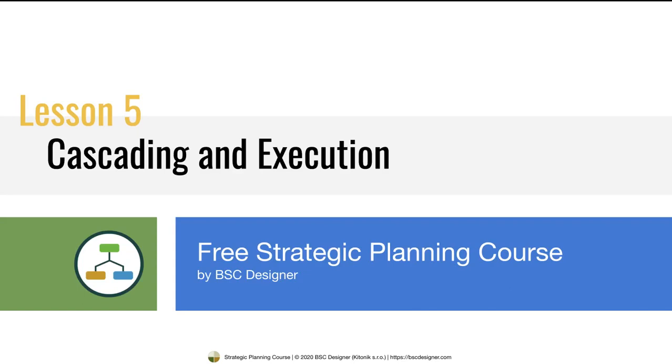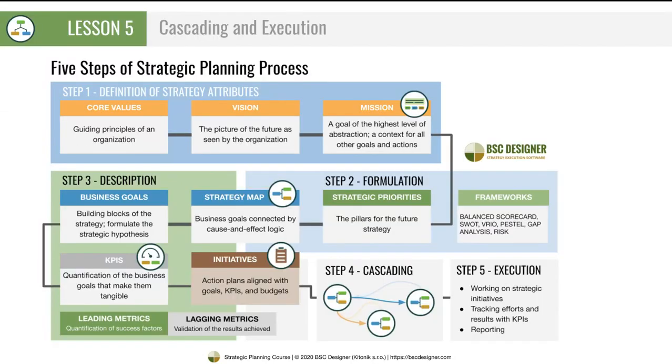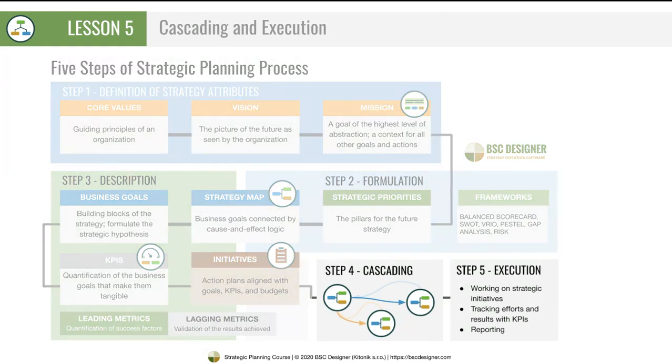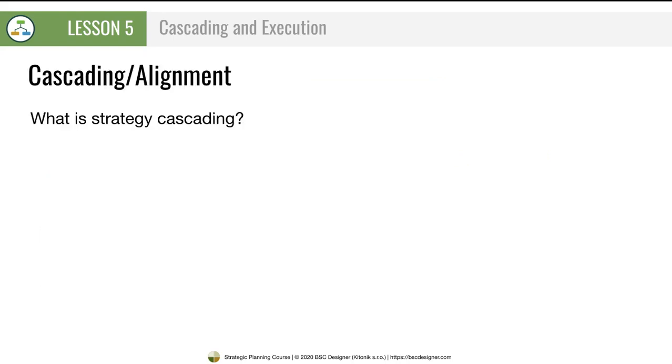Lesson 5, Cascading and Strategy Execution. In this lesson, we'll discuss the last two steps of the strategic planning process. Step 4, strategy cascading, and step 5, strategy execution. Let's start with the cascading.